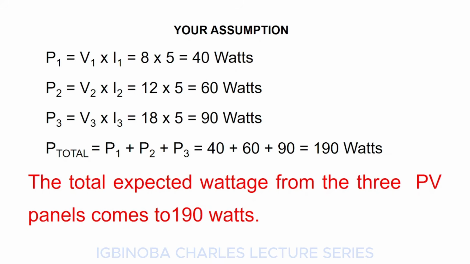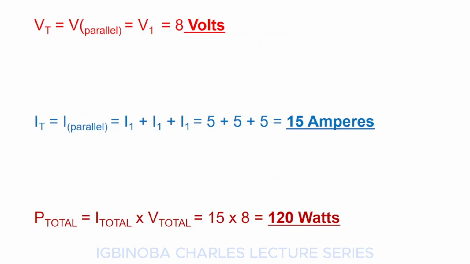Now let us look at it from the other perspective, where we need to consider the current rating by adding it together and picking our voltage. So looking at it from that aspect, we add all the individual panel currents together as usual. So we have 5 amps plus 5 amps plus 5 amps equals 15 amps. Whether they are different or they are the same current, we add them together.